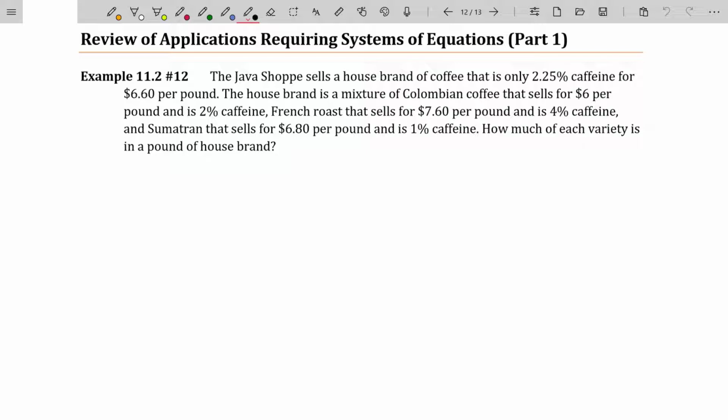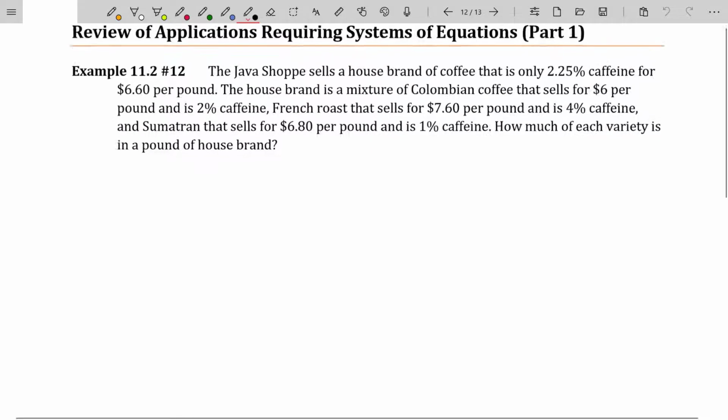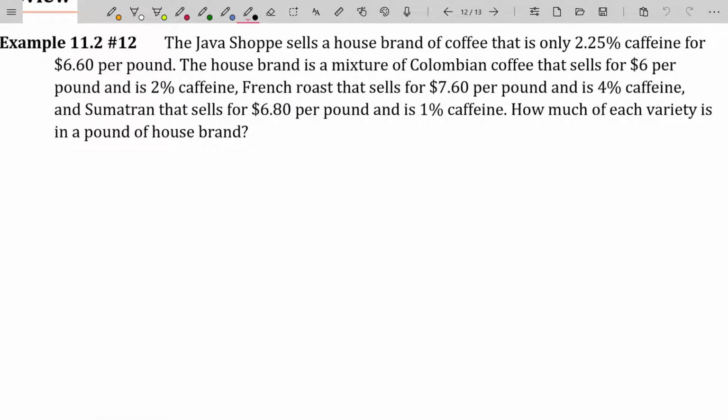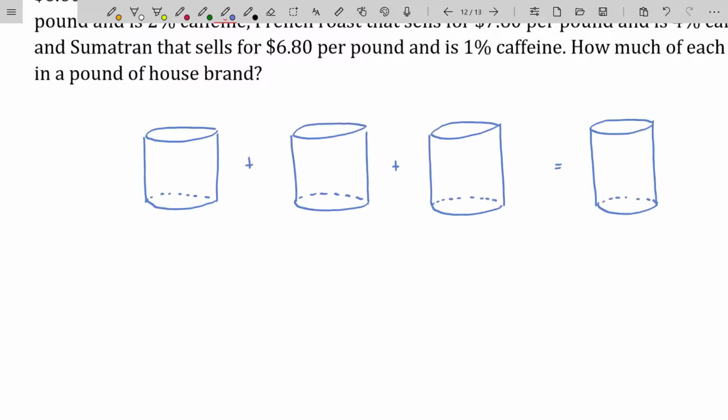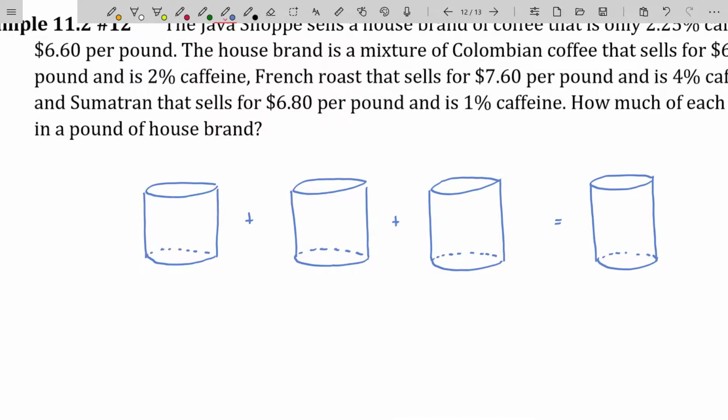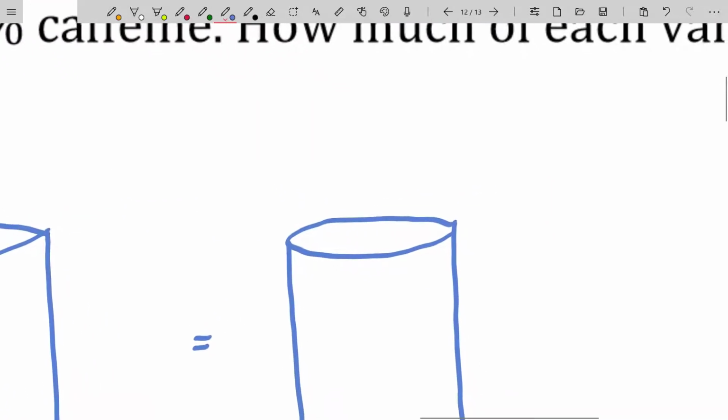It seems very convoluted, but it's actually not such a terrible problem. When I teach systems of equations and applications of systems in an algebra class, I tend to encourage people to draw pictures. And if you think about somebody who's making a house brand of coffee, which is a mixture of all these, they're really mixing bags of coffees, right? So let's go ahead and just draw some bags in here. And you're adding 3 bags together to become a single bag of the mix, the house brand. So I'll label the mix here the house brand so that we at least know what that is.